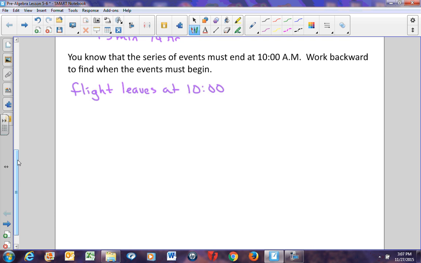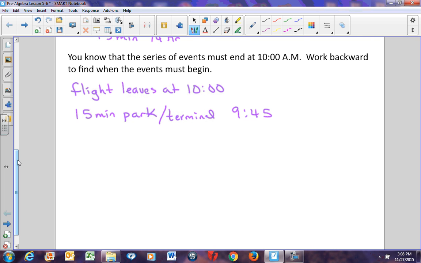My flight leaves at 10 a.m. It's going to take me 15 minutes to find parking and get through the terminal. So 15 minutes to park and go through the terminal. So that's already 9:45, isn't it? I subtract that 15 minutes from 10, and I get 9:45.